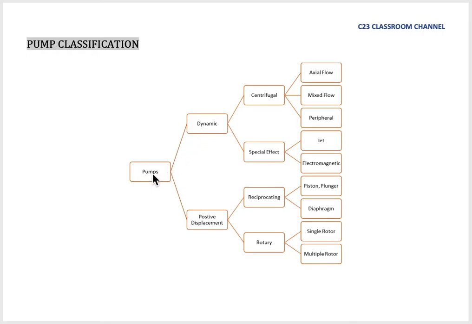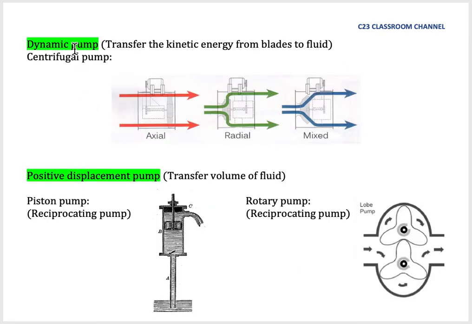So we will learn about pumps here for only rotodynamics, for centrifugal pumps only. So we are focusing on peripheral or normal centrifugal pumps. So in dynamic pumps, meaning centrifugal pumps, we have three major pumps, which are axial pump, radial pump, and mixed pump.